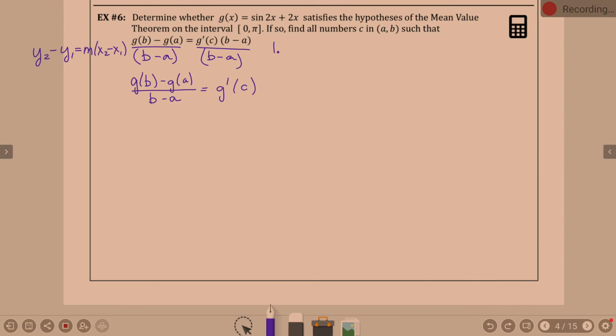But sine, what do you know about the sine graph? Is it continuous and differentiable? Yeah. So this is where sine and polynomial functions are continuous and differentiable.